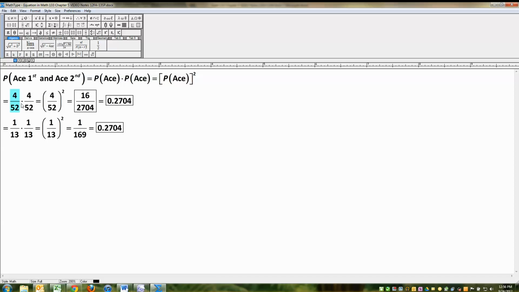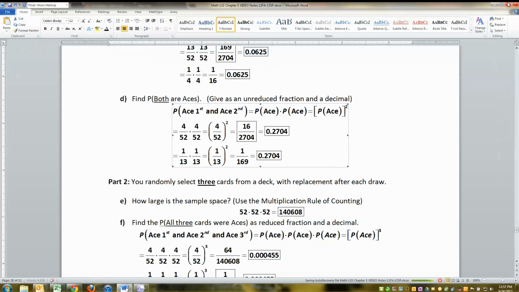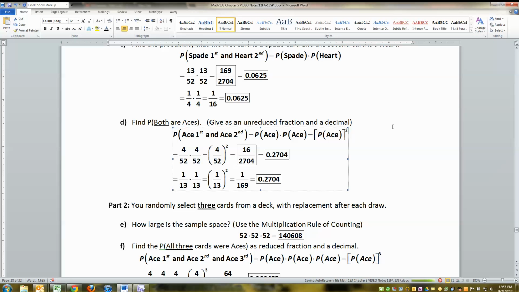I need 4 aces out of 52 times 4 out of 52, which is the same thing as 4 out of 52 squared, which gets you this as an unreduced fraction. Or if you think to yourself, I know there's 1 ace in every 13 cards, because there's 13 cards in a suit, so 1 out of 13 times 1 out of 13, that's 1 out of 13 squared, so that's 1/169. That would also work. Both of the decimals come up to 0.2704. And now you can see why a lot of the time we work with decimals, because it's easier and simpler.